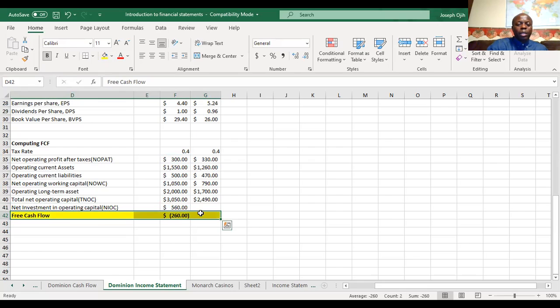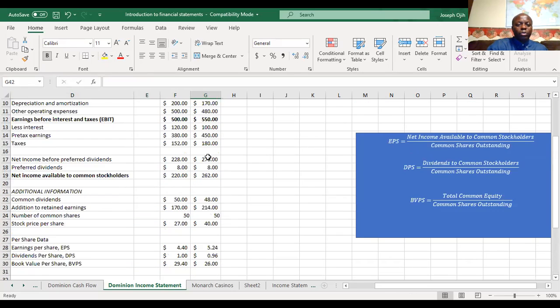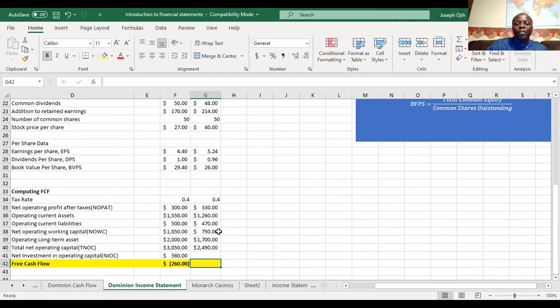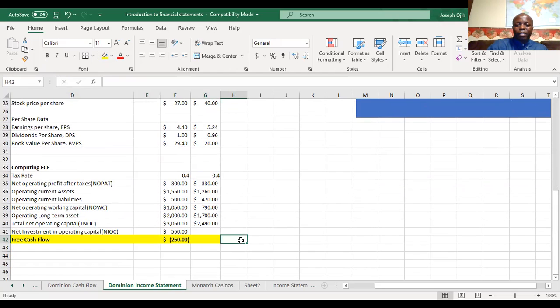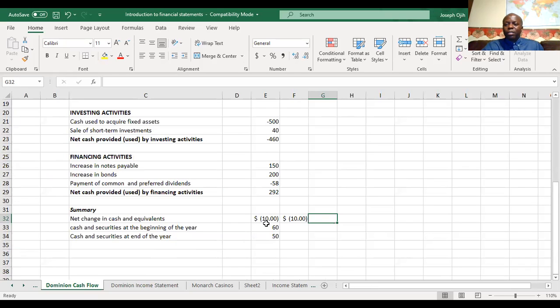Now you can't get it for 2020 because we don't have 2019 data here. So it's negative. No wonder the net cash flow is negative. Something is wrong. So this will tell you to dig deeper into the company to see why it is negative. Is it because it's expanding its operation, or is it because they're not making sales? That is how we get free cash flow.